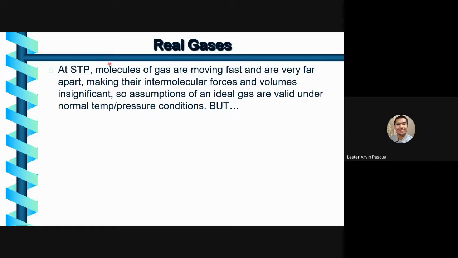At STP, ibig sabihin standard temperature and pressure. Yan ang ibig sabihin ng STP. Yung molecules mo daw ng gas, mabilis na mabilis ang galaw, tapos magkakalayo sila. Dahil sa ganun yung property nila, yung intermolecular forces nila, yung forces na nag-a-attract sa isa't isa, tsaka yung volume na meron sila, are already insignificant. So, kahit hindi mo na i-consider yun, they're already approaching their ideal gas state.